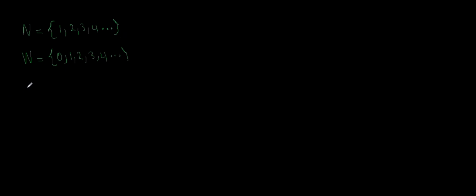So now we have the set of integers. What is the integers? Well, that's when you take the whole numbers and you include the negative numbers. So -3, -2, -1, 0, 1, 2, 3, 4 onwards. So remember, these dots mean goes on forever. So I'm just putting dot dot dot.